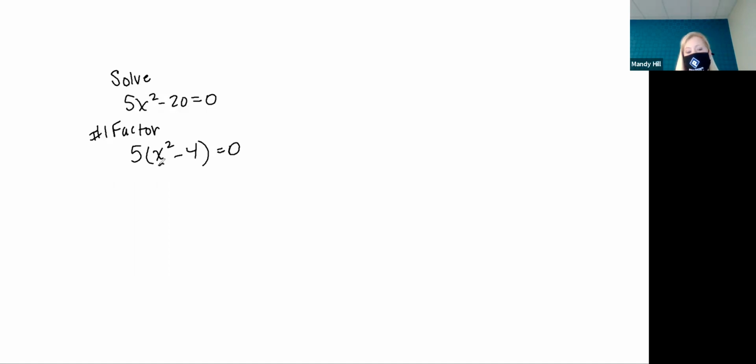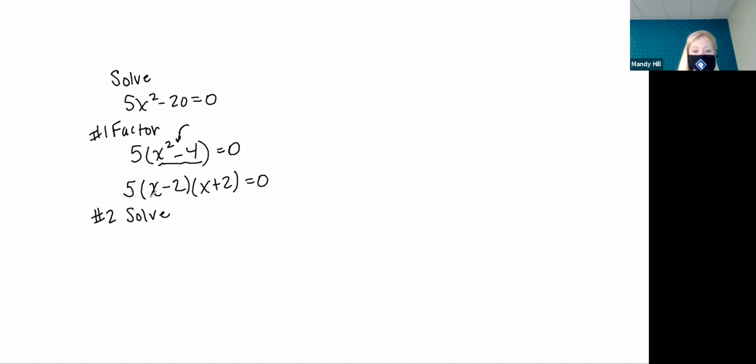This is one of our special cases. It is the difference of squares, right? Because I can take the square root of x squared and it's just x. I can take the square root of 4 and it's just 2. So this ends up being 5 times x minus 2 times x plus 2. So I factored it. Now the second thing I need to do is solve this.